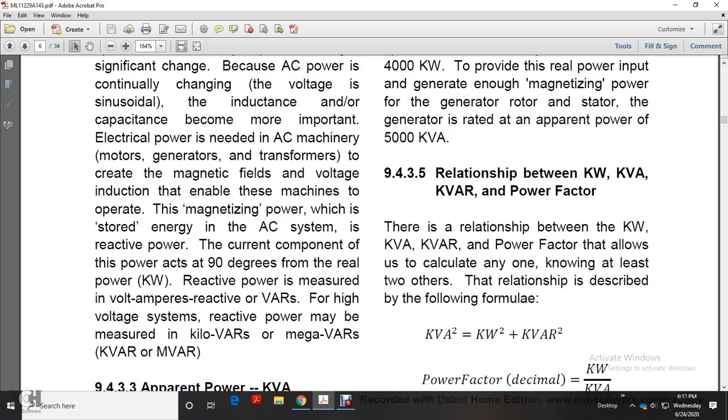The current component of reactive power acts at 90 degrees from the real power, kilowatts. Reactive power is measured in volt-amps reactive, or VAR. For a high voltage system, reactive power may be measured in kilovolt-amps reactive, or megavolt-amps reactive.